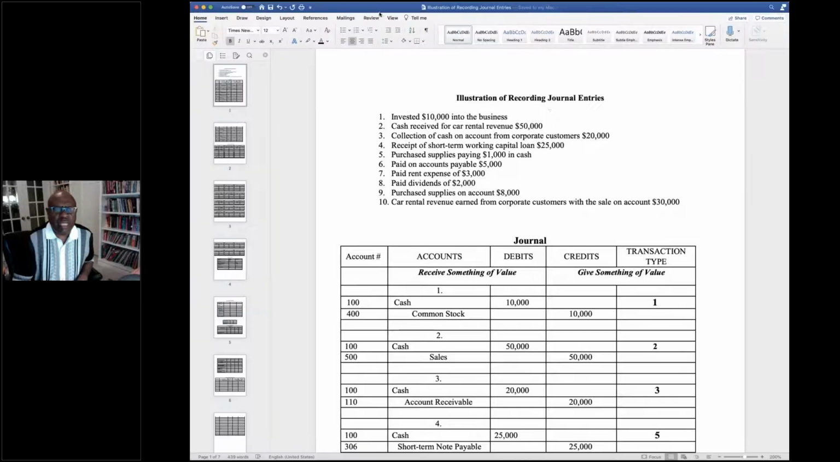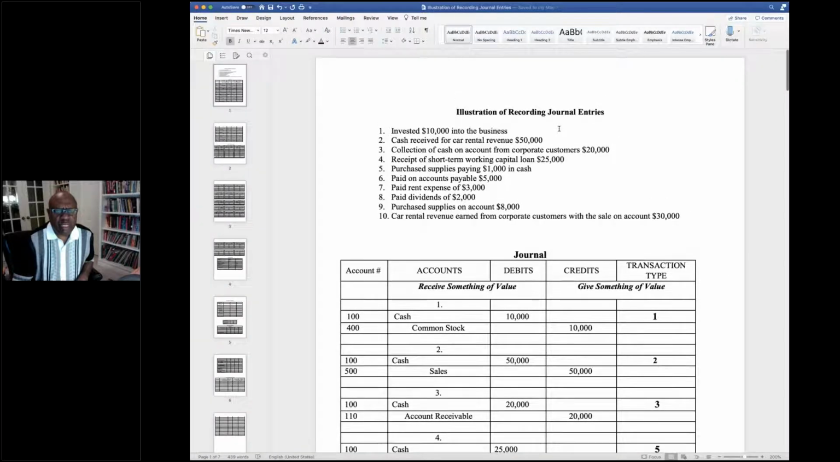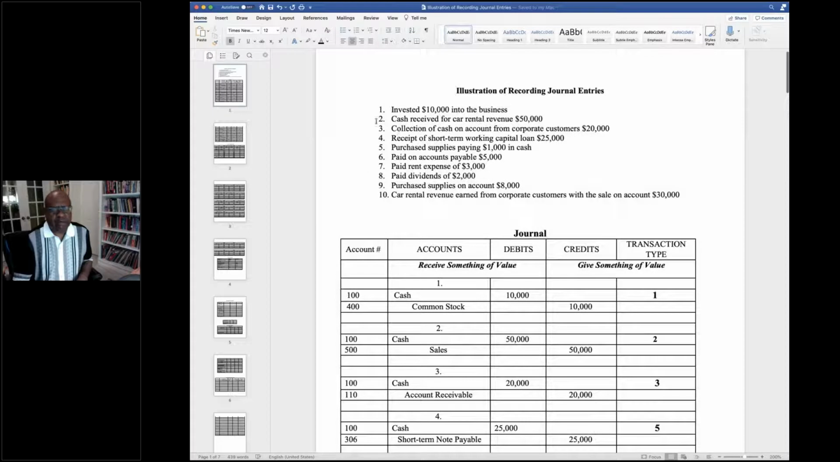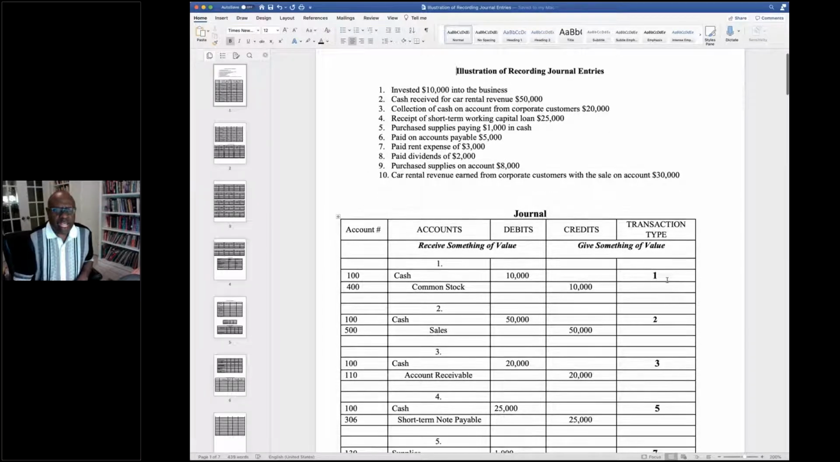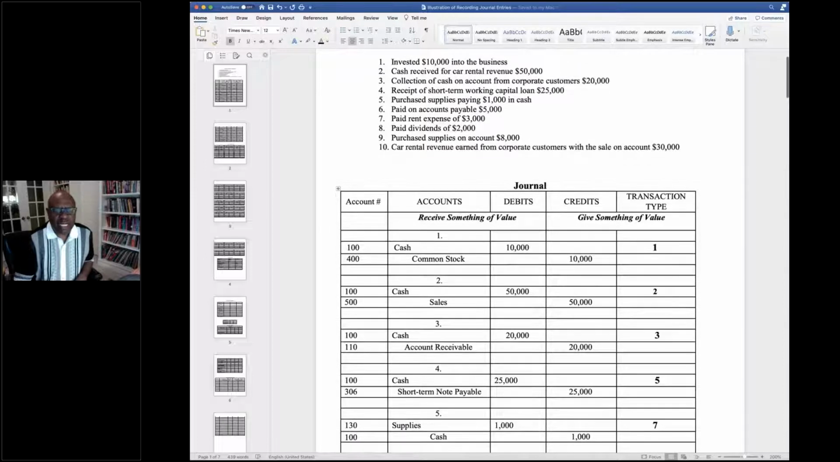And so what we're looking at now is the example that we worked on last time where we had 10 journal entries. We analyzed each transaction and we made a journal entry debiting one account and crediting the other account. As we said, whenever there's a financial transaction between two business entities, we have to, in that transaction, receive something of value and give something of value.